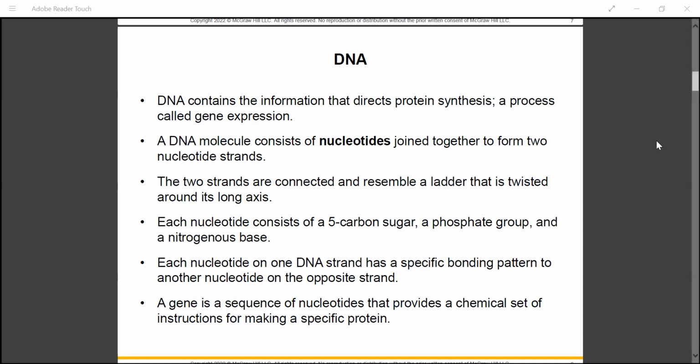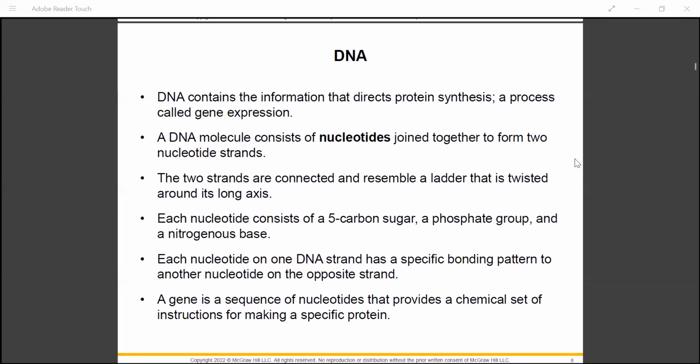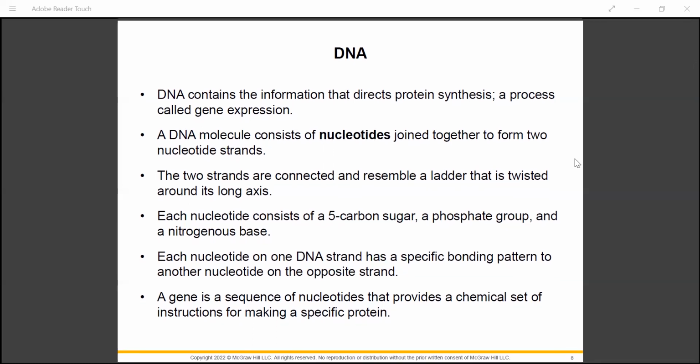If you remember back when we were talking about nucleic acids, when we talked about our organic material, each nucleotide is a 5-carbon sugar. It has a phosphate group, and it has a different nitrogenous base. So we have 4 different nitrogenous bases. Each nucleotide on one DNA strand is going to have a specific bonding pattern. So it's going to have a specific partner that always matches up. A gene is a sequence of nucleotides that provides a set of instructions for making a specific protein. So our genes are the recipe for specific proteins.